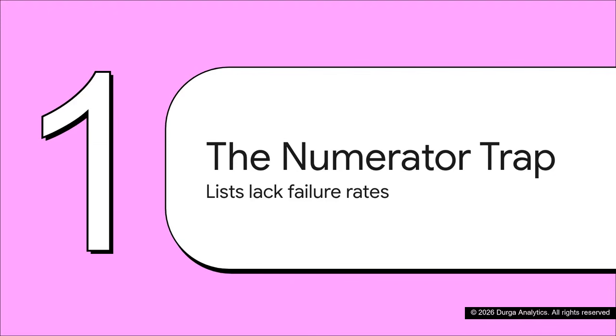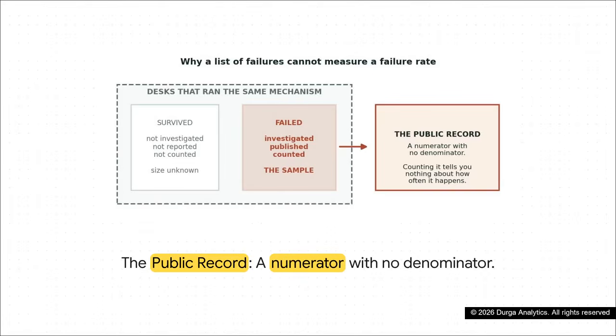Section 1. The numerator trap. Why lists of failures cannot measure failure rates. Here's an overarching thesis you literally have to understand when running a real desk. Published case studies are selected entirely based on their outcomes. Think about it. When something goes horribly wrong on a desk, there's a big investigation, a detailed report, and a public record. Boom, there's your sample.